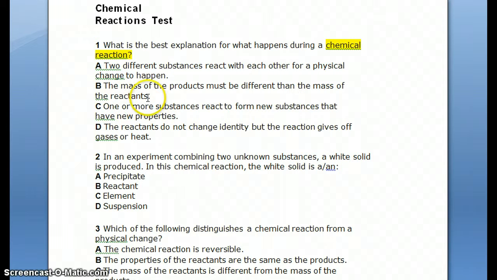So C says one or more substances react to form new substances that have new properties. Well, in a chemical reaction, that's true. New substances do have new properties. So let's check D just to make sure that we have the best answer. And D says the reactants do not change identity, but the reaction gives off gases or heat. Well, that is true about gases and heat. That is a chemical reaction, but they do change identity. So C is your best answer choice.